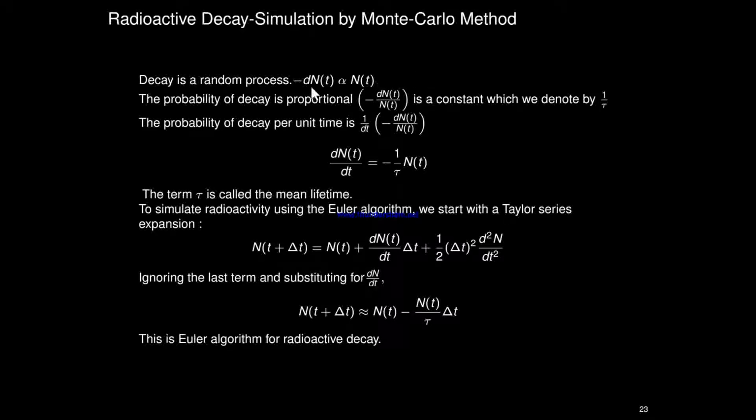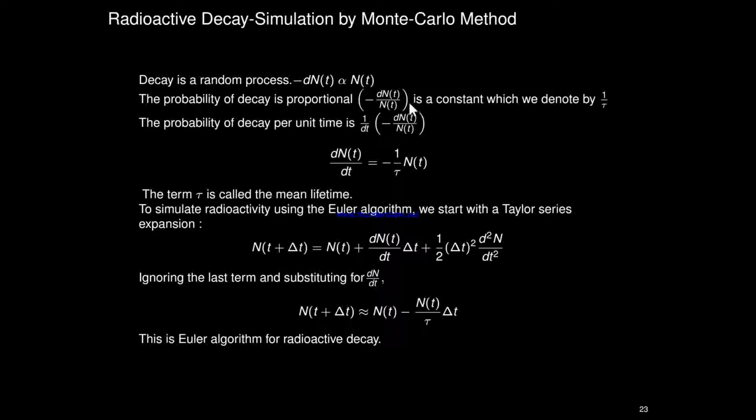That is, the number of nuclei will be decreasing as time increases. So dN is the change in the number of nuclei at some instant of time, and it is proportional to the number of nuclei present at that time. Then the probability of decay is proportional to minus dN by N. So if there are a large number of nuclei, there will be a large number of decays also. So the probability will be increasing. The probability at any instant will be minus dN by N at that instant. And so this we can write as minus dN by N(t) is equal to 1 by tau.